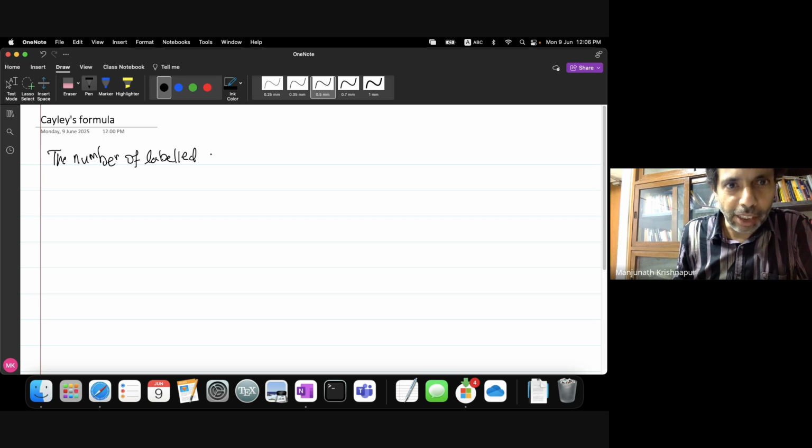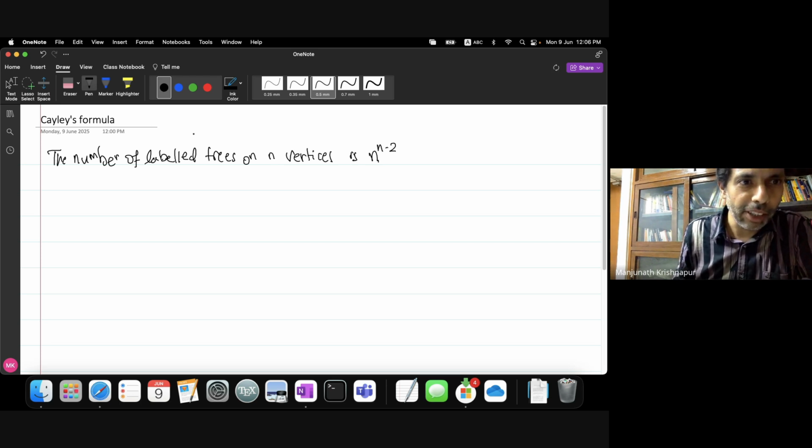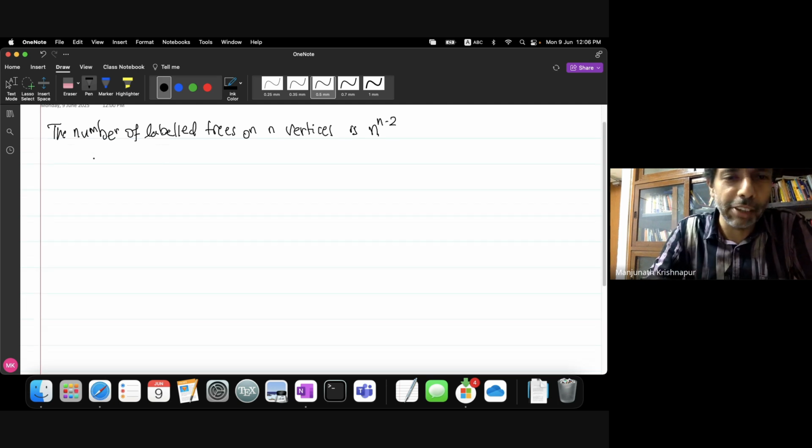So I'm writing here, I hope everyone can see, the number of labeled trees on n vertices is n to the power of n minus 2. This is the statement. Okay, so this is the one that we are going to discuss through the talk.